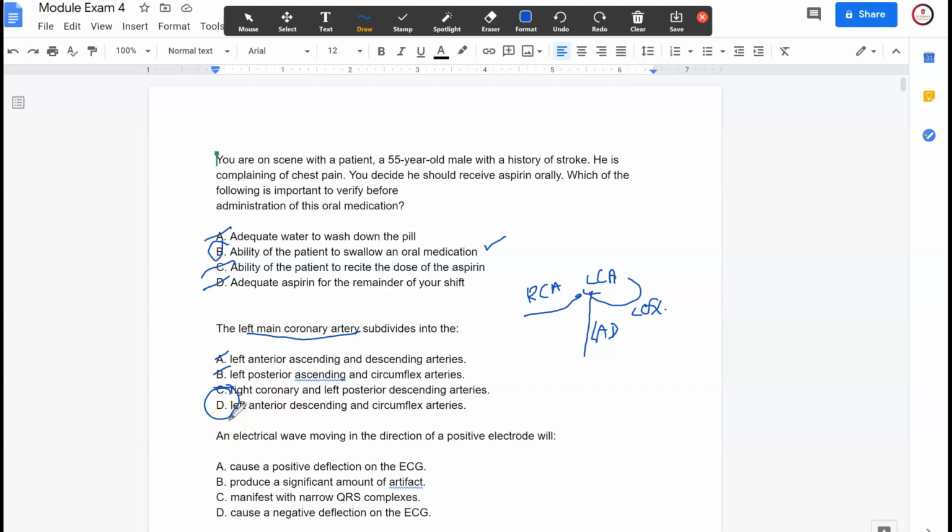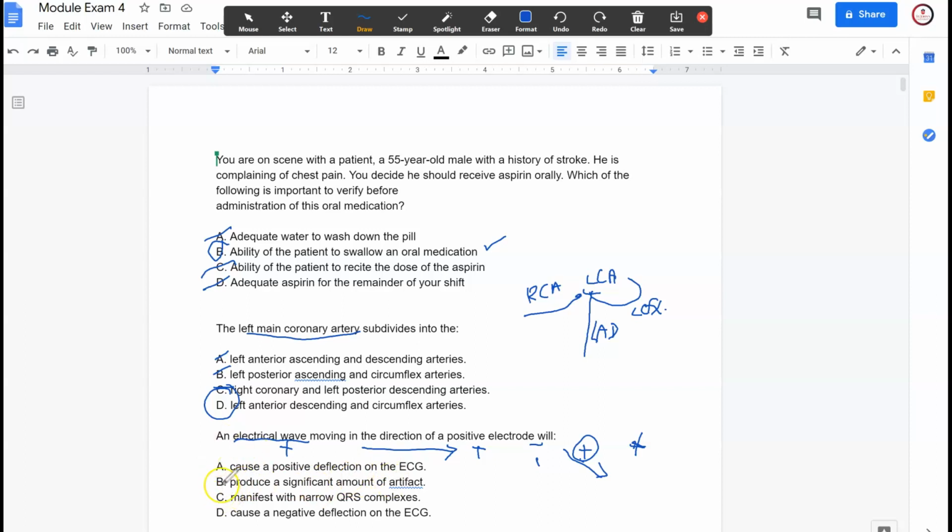Electrical wave moving in the direction of a positive electrode, right? So we talked about it when we talked about Einthoven's triangle. So you have the negative and the positive, and the electrical wave that's moving across the heart is positive. So a positive moving towards a positive is positive, just like a negative moving towards a negative is positive. It's sort of like that 7th or 8th grade math. So if you have an electrical wave, which is going to be positive, moving in the direction of a positive electrode, you will have a positive deflection.